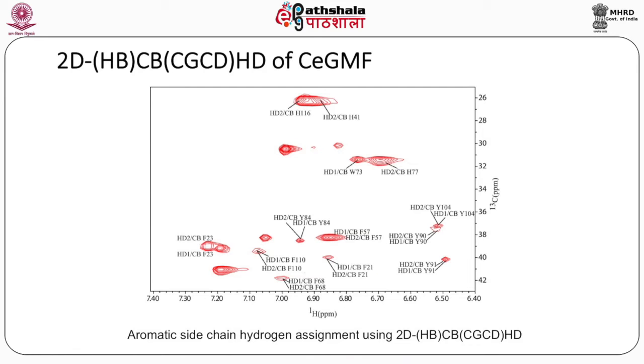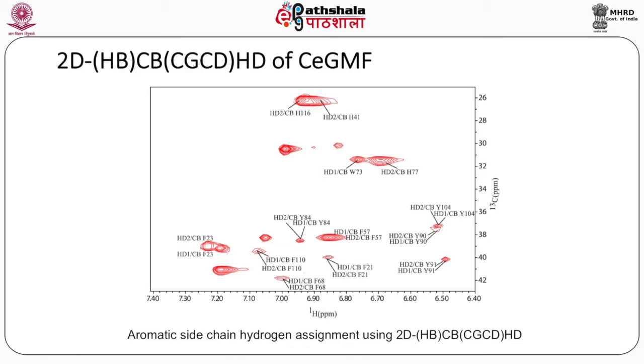Now we look at the 2D (HB)CB(CGCD)HD experiment, which is simply called the CBHD experiment, and likewise a 2D CBHE experiment. These are two-dimensional experiments used to provide C13 beta to 1H delta and C13 beta to 1H epsilon correlations. These experiments can be performed with either water or deuterium oxide samples with good sensitivity. They provide a simple approach for the unambiguous sequence-specific assignment of aromatic side chains.